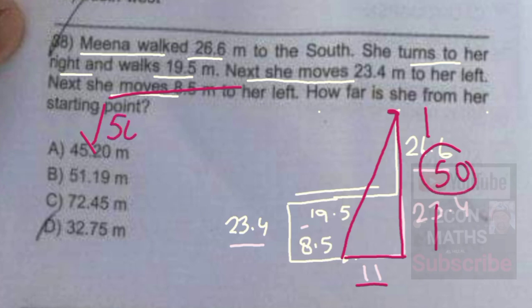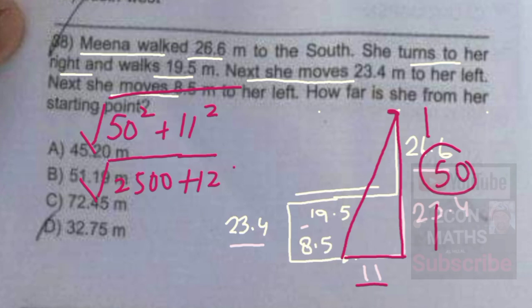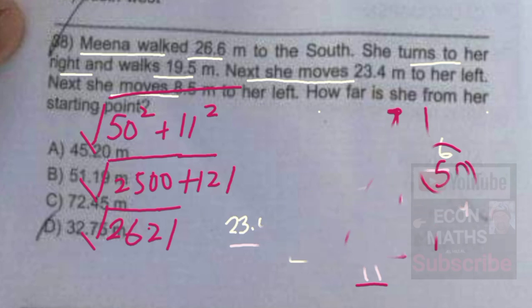So 50 square plus 11 square, which is equal to 2500 plus 11 square is 121, and this comes out to be 2621. So under root 2621 would be the distance between the final position and his initial position. So to find its root, I will erase this.